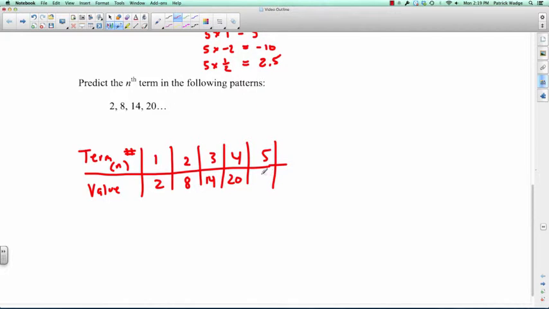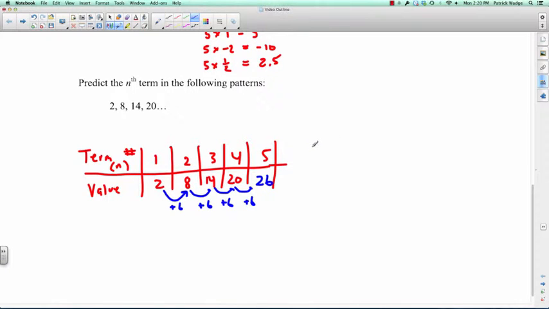Let's start by seeing if you can figure out what the fifth term is. As I said, we more or less did this last day. What you usually do when you do these questions is you look to see what's taking us from here to here. That's a +6. And from here to here, another +6. And from here to here, another +6. So from here to here, another +6. The fifth term is 26.